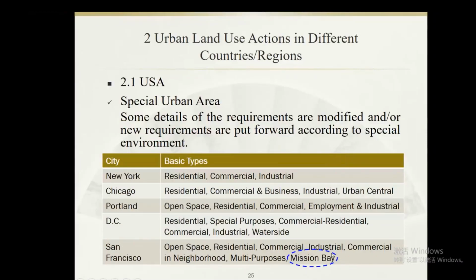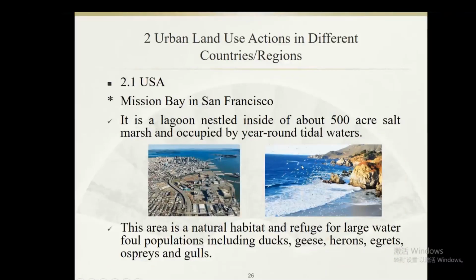Just now I have mentioned the Mission Bay. It is a very special land use type in San Francisco, in the US. What does it mean? It's a special urban area where some details of the requirements are modified and or new requirements are put forward according to the special environment. As for the Mission Bay, in San Francisco, it's a lagoon nestled inside about 500 acres of salt marsh and acquired by year-round tidal waters. This one, and this one, Mission Bay.